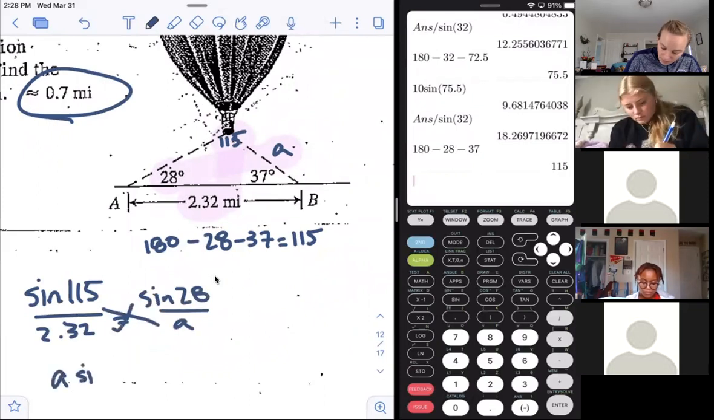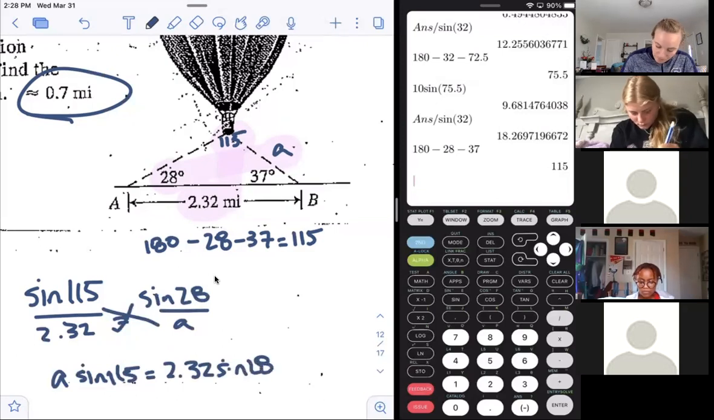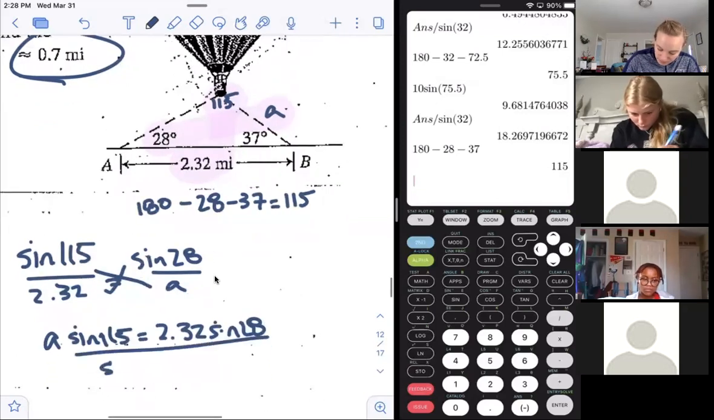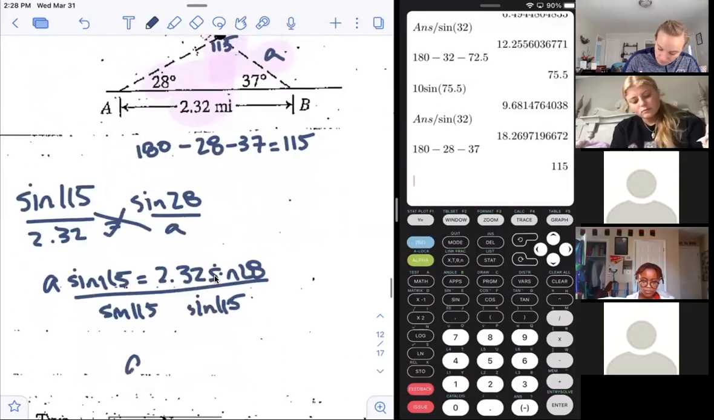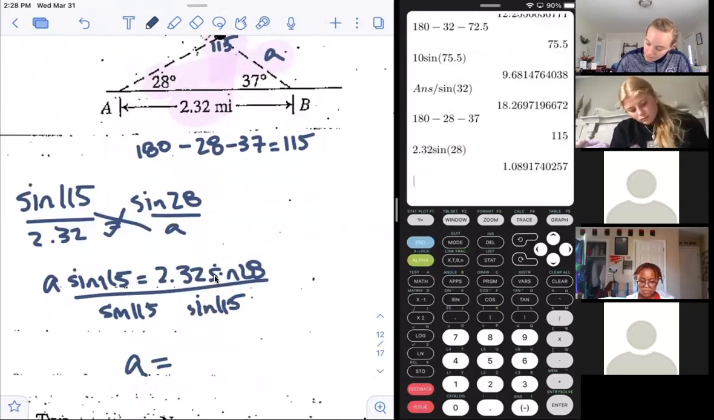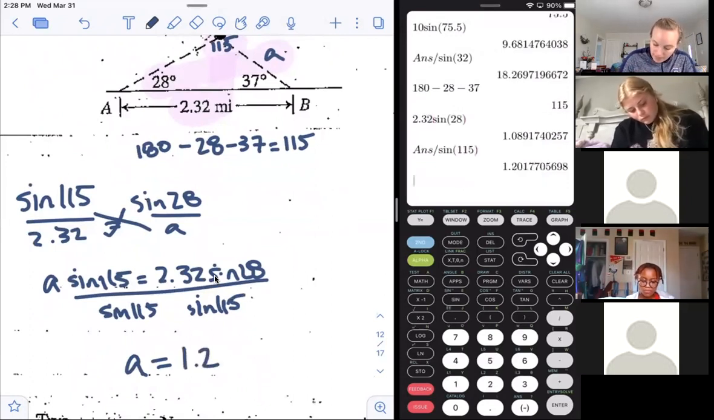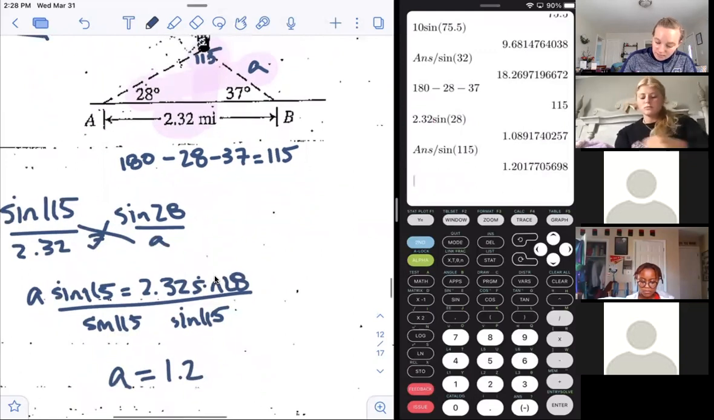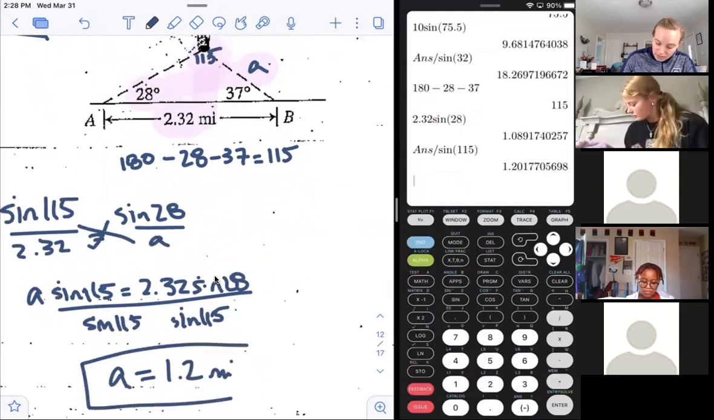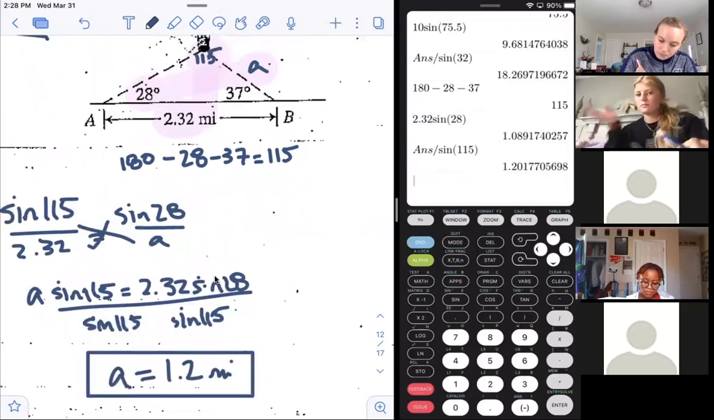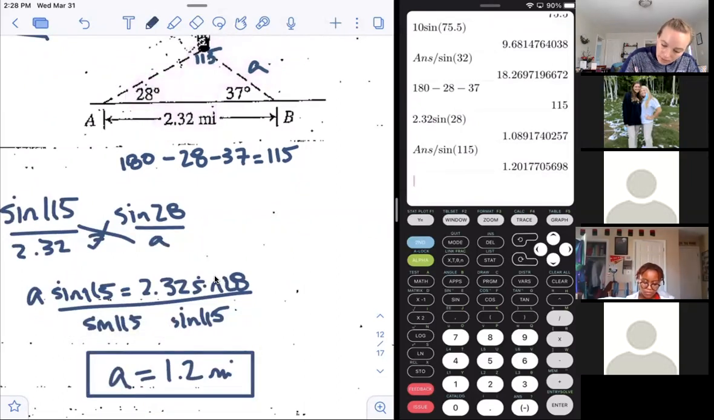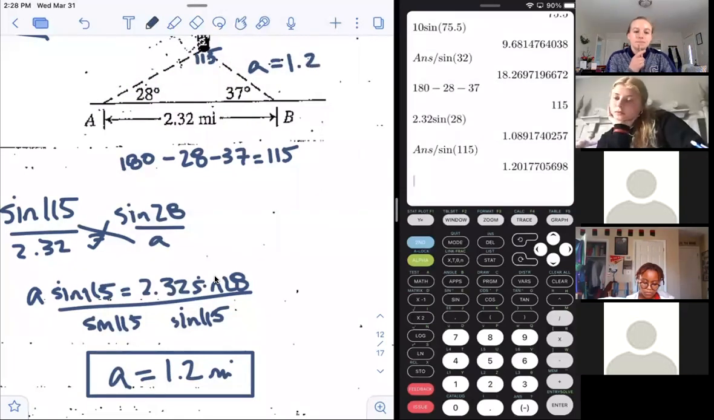Cross multiply, A sine 115 equals 2.32 sine of 28. Again, this is a lot like the work we did yesterday. Divide both sides by sine 115. 2.32 sine 28 divided by sine 115. My side A, so essentially the distance between point B and the hot air balloon, is 1.2. So I can think of this as 1.2 miles.